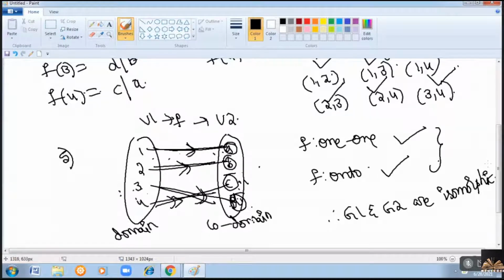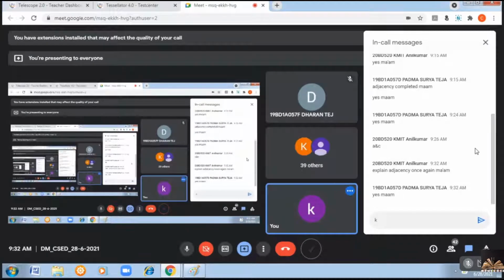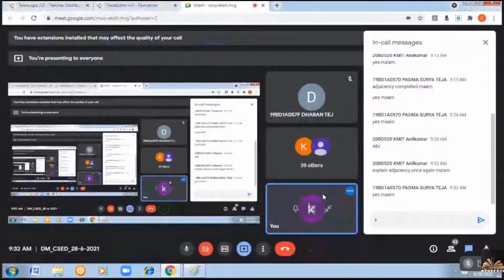Is it clear? Have you understood? Adjacency. Any other doubts? Anil Kumar. Okay, adjacency I'll explain.